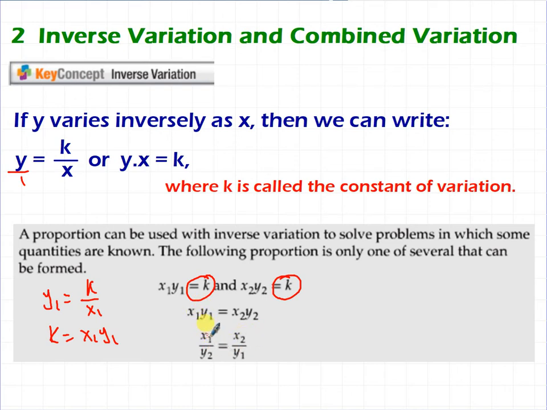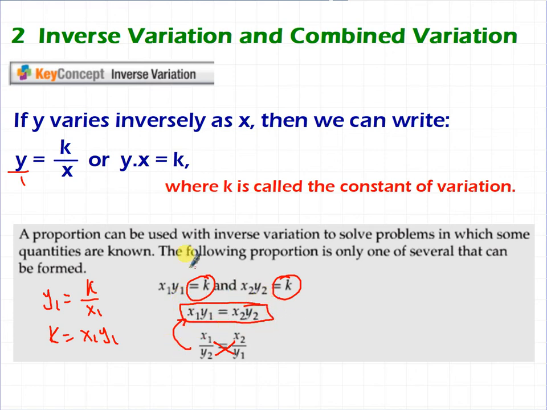x1 over y2 equal x2 over y1. Because you see, if I cross multiply again, I would get this equation back. We can keep it this way for inverse variation.